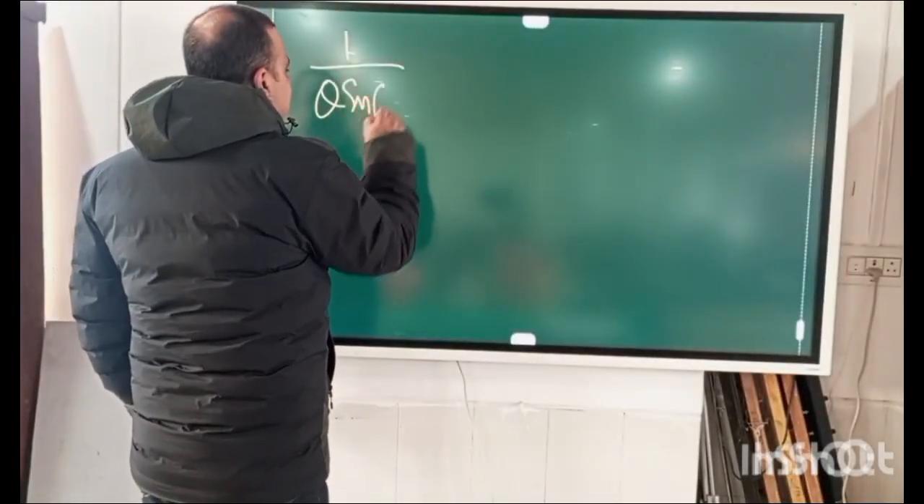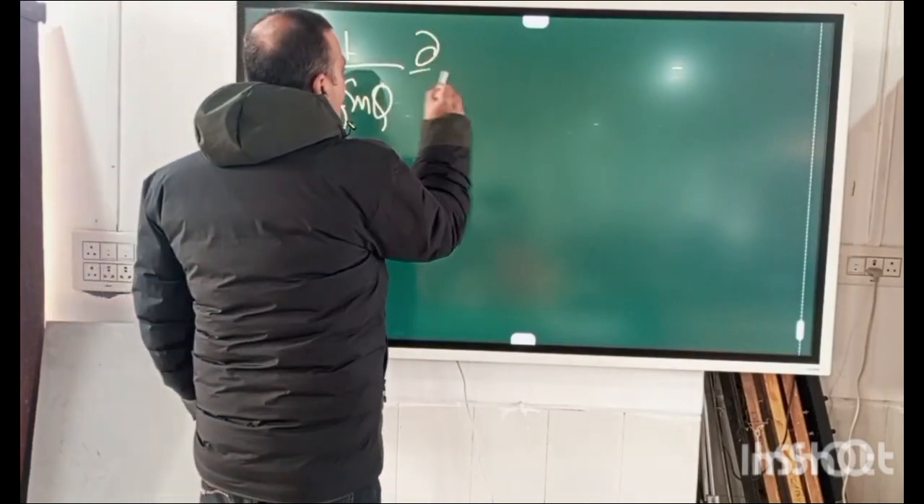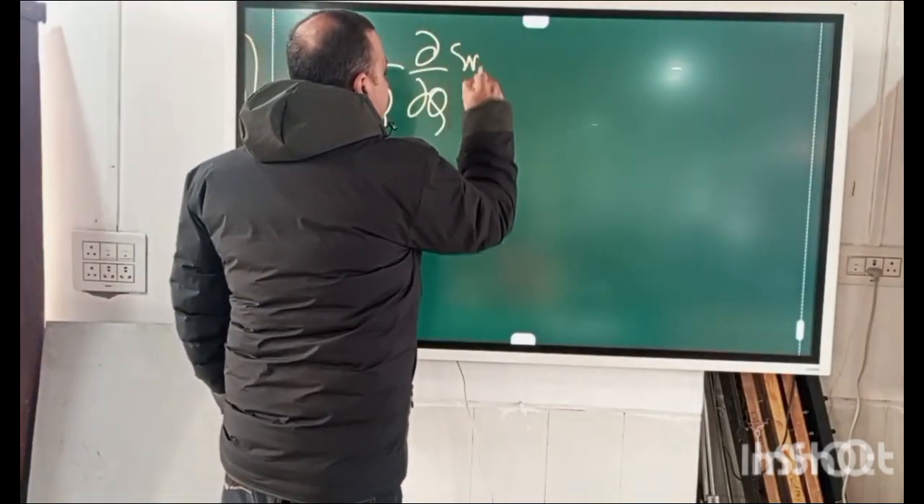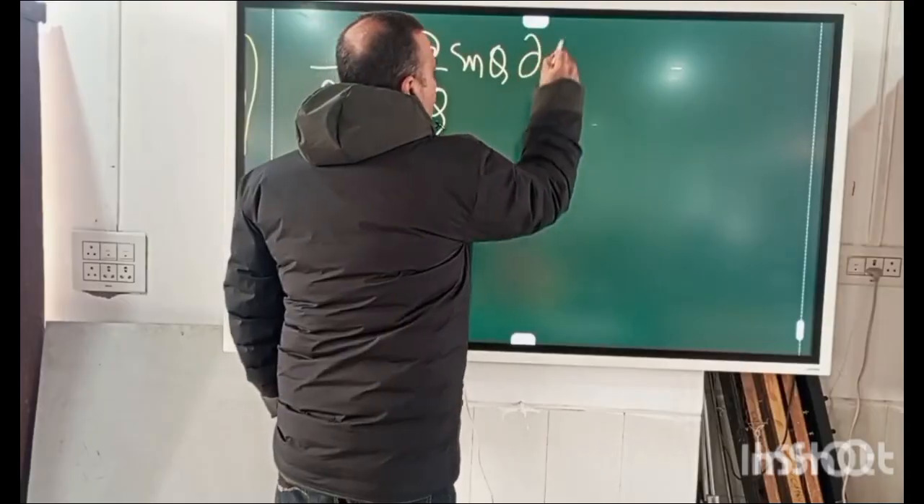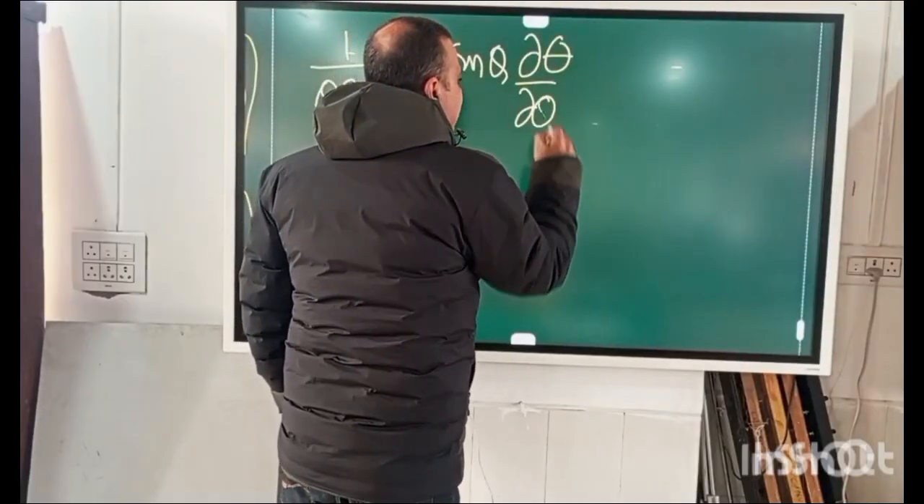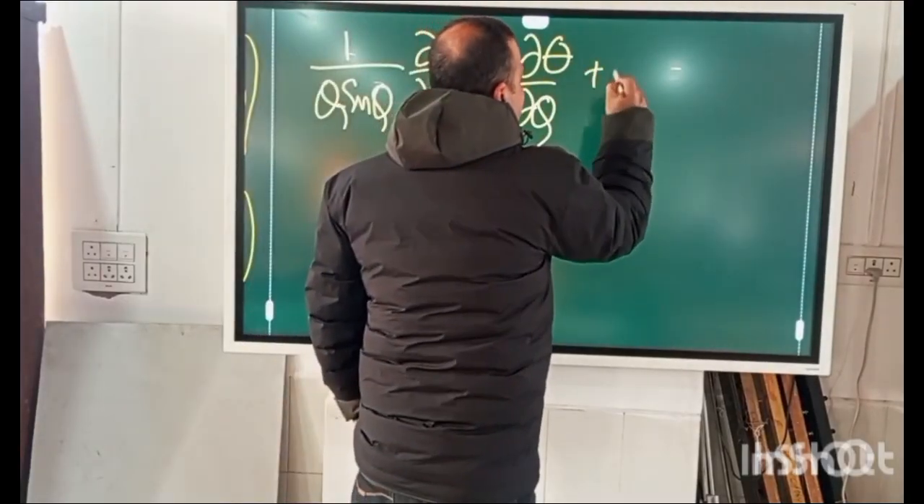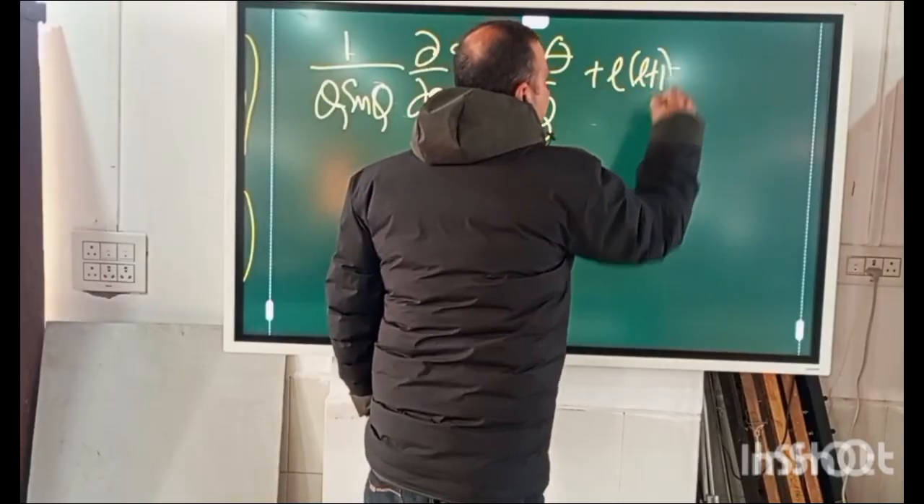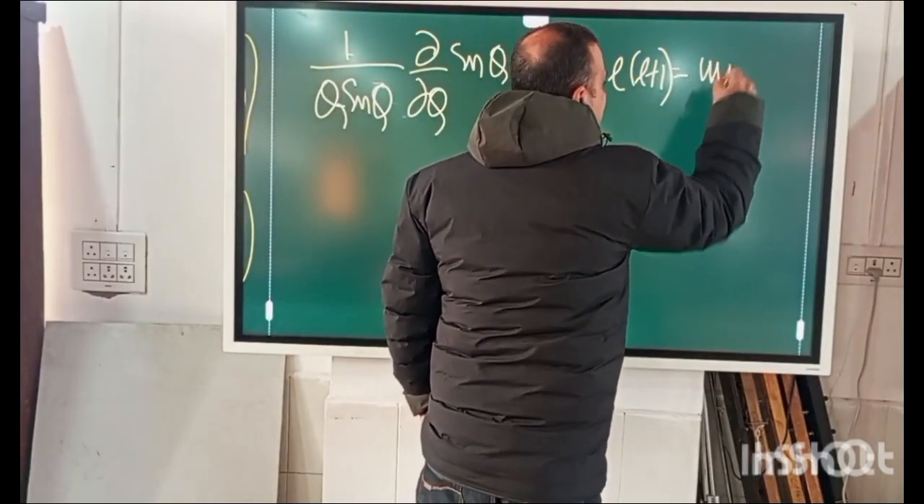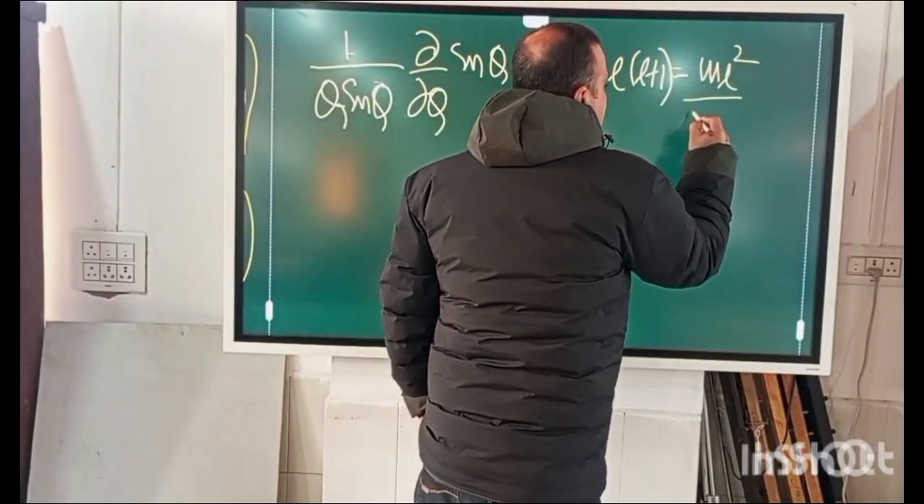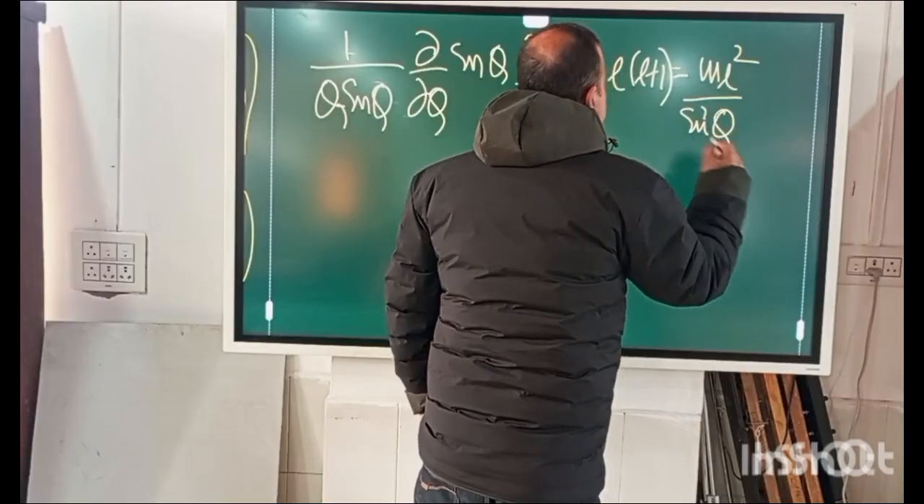I think it was, you can check it, 1 by theta sine theta, then d by d theta of sine theta d theta by d theta, and then plus l into l plus 1, then minus m l square by sine square theta.